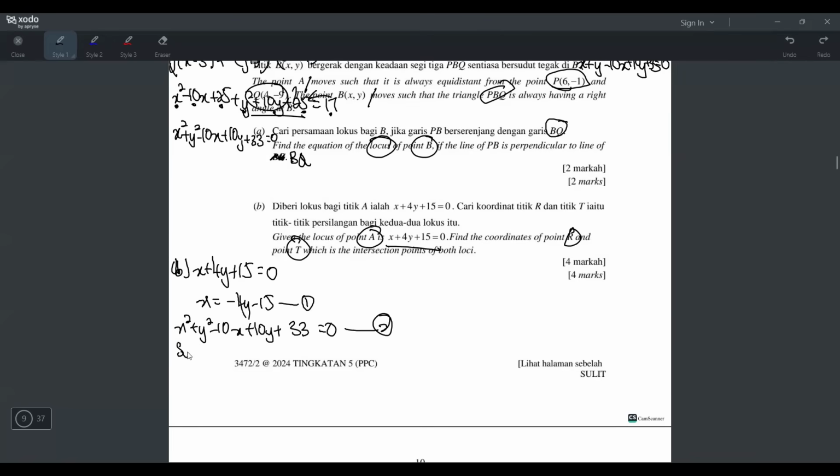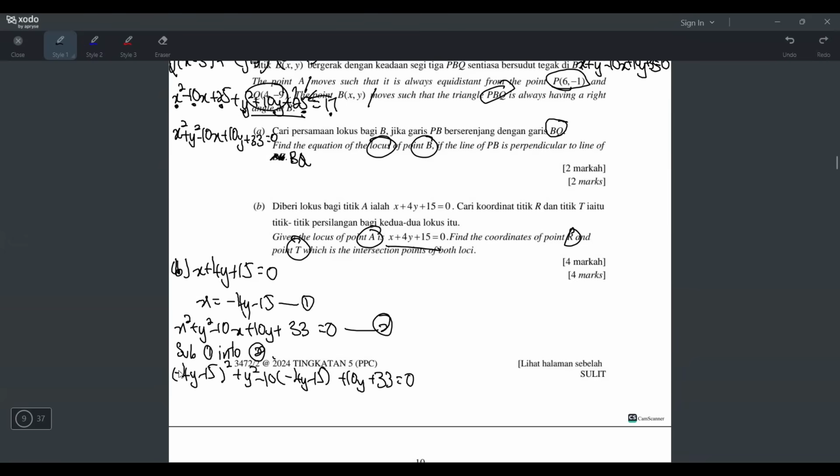Now I will just substitute 1 into 2. That means I will replace x in equation 2. So when I look at equation 2, my x has to be replaced: x squared plus y squared, I'm looking at here, and then minus 10 bracket x plus 10y plus 33 equals 0. For the x in the bracket, I have to replace it with -4y minus 15, like this. And now I can get my y answer.